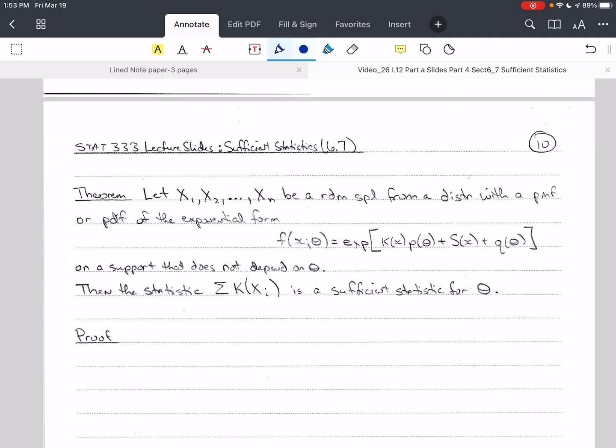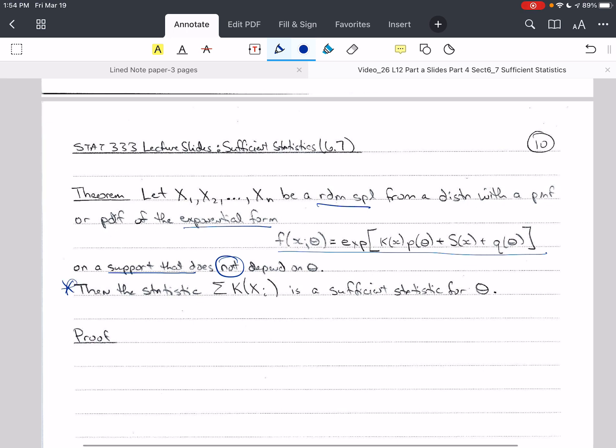It says let x1, x2, up to xn be a random sample from a distribution with a PMF or PDF of the exponential form, which is given here, on a support that does not depend on theta. So you can't have something like x is less than or equal to theta. That doesn't work, okay? So you don't want that. Then the statistic sum of k of xi is a sufficient statistic for theta. Okay?